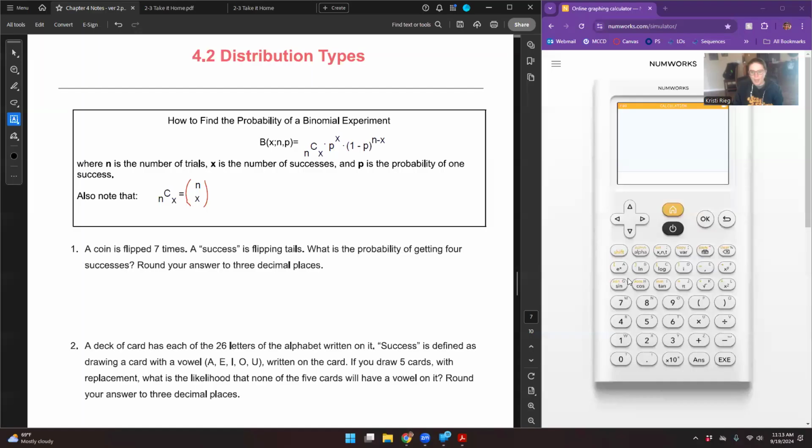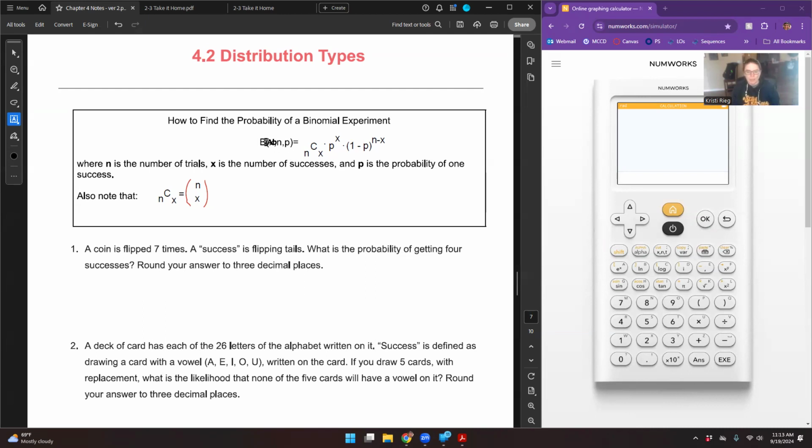So here we have 4.2, and it's how to find the probability of a binomial experiment. I just typed these in right now. I wanted to talk through it as we wrote it, but I didn't want you to see how spazzy I was at typing it.